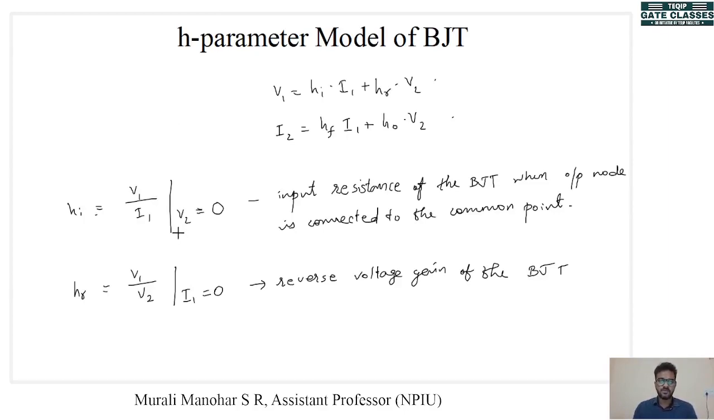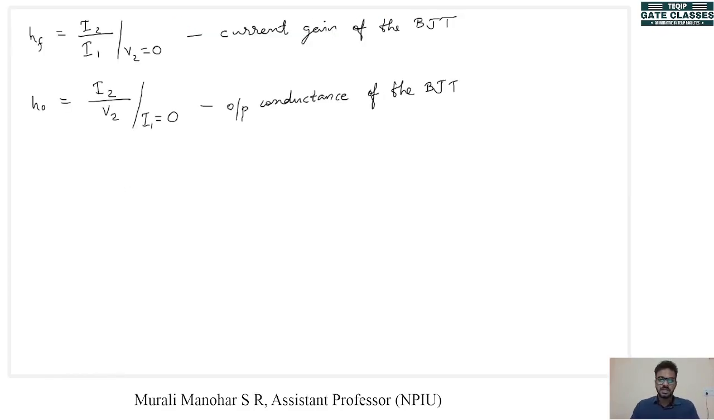Now with respect to which configuration we are using, the notation will change. If we are using common emitter configuration, they will be called HIE, HRE, HFE and HOE. If we are using common base configuration, HIB, HRB, HFB and HOB. And if we are using common collector configuration, HIC, HRC, HFC and HOC. Now these are the parameters. Now we have 4 parameters.